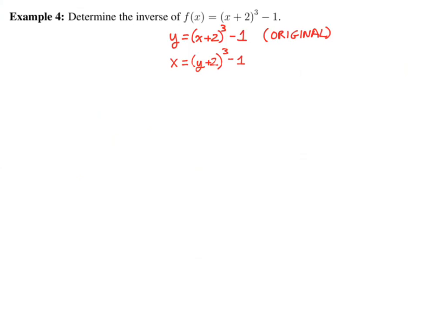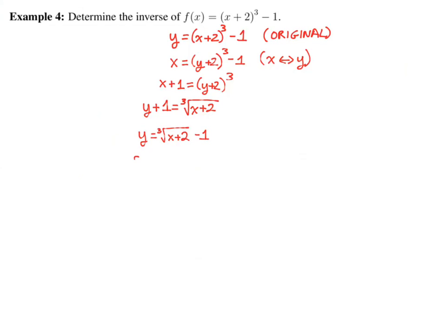So to make the inverse, the x's go where the y's were, and the y's go where the x's were, so the x's and y's swap. Now we have an inverse, but we need to solve for y, so add 1 to each side. That's not so bad. Then cube root. And remember, cube root doesn't cause a problem. There's no plus or minus business with cube roots. And then finally, we go ahead and subtract the 1, so it's cube root of x plus 2 minus 1.